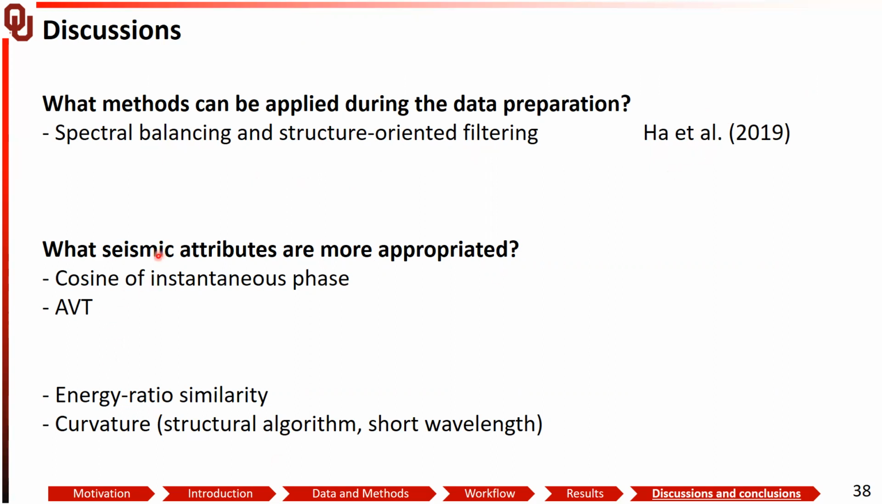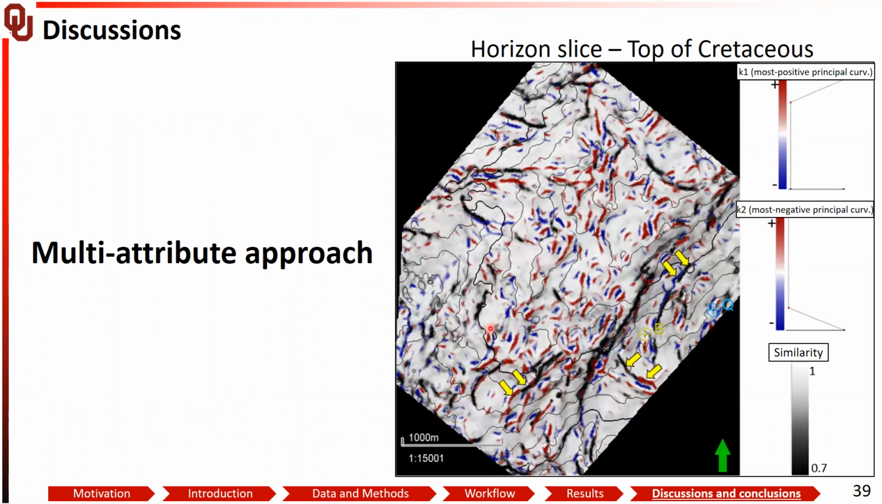And for the most appropriate attributes, if we only consider the instantaneous attributes, the cosine of instantaneous phase and amplitude volume transform are good examples of attributes to be applied. But I got better response with the energy ratio similarity, more clear anomalies, and locally we can complement the studies, for example, using curvature, especially with short wavelength for the reservoir. That's what I'm trying to demonstrate here.